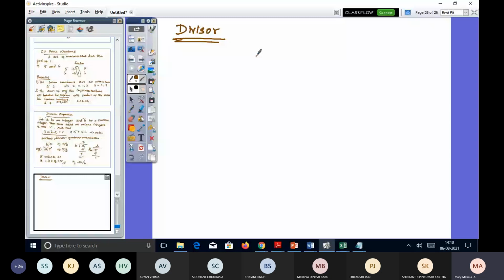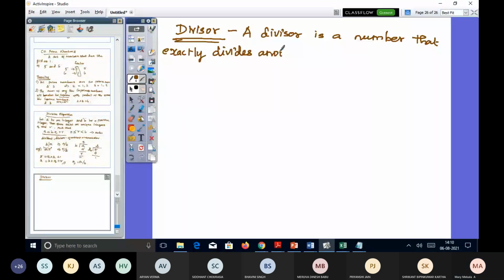So I can write it over here. A divisor is a number that exactly divides another number and it leaves no remainder.